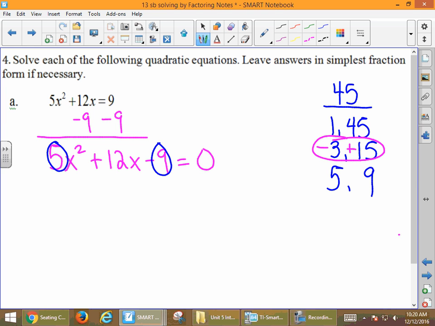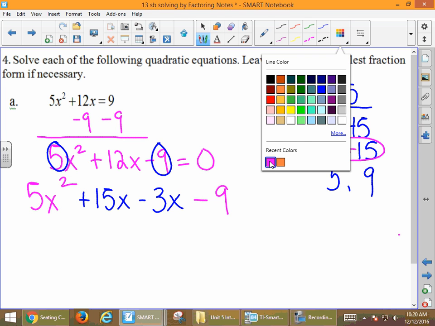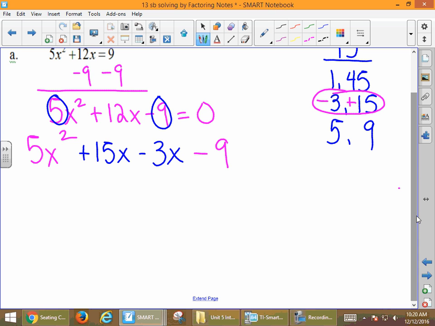So when we put these back into the problem once again, here's our 5x squared. Here's our minus 9. Do you want me to write down the 15x first or the minus 3x first? It doesn't make any difference to me. Positive 15x, okay. Again, it does not make any difference, our order here. But we are going to group. And we should end up with the same factors in the end.